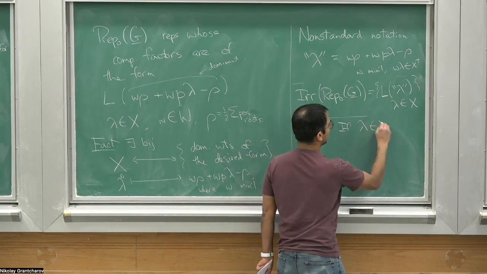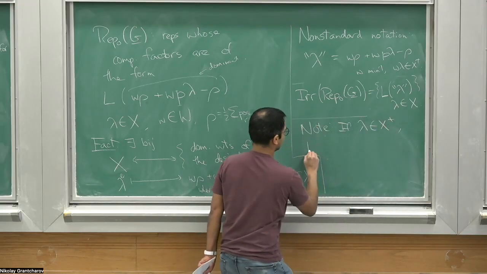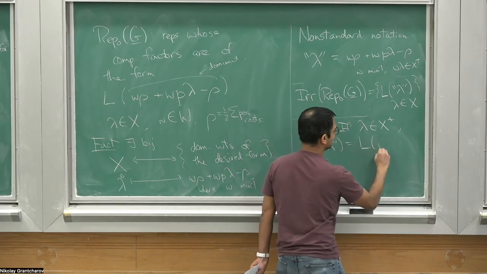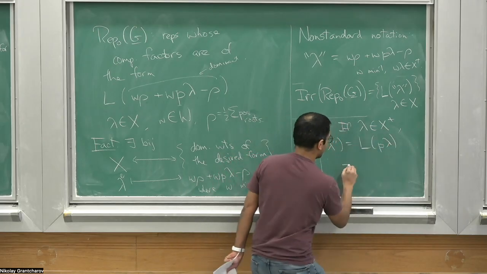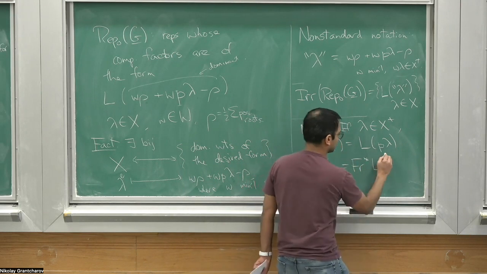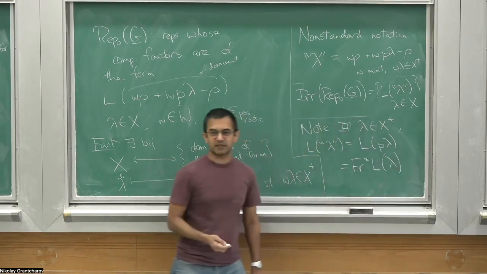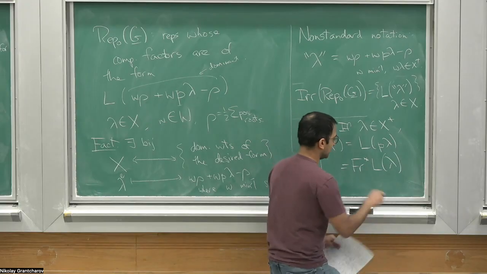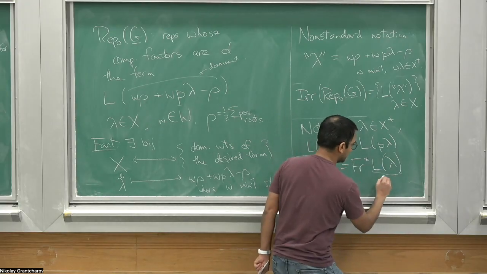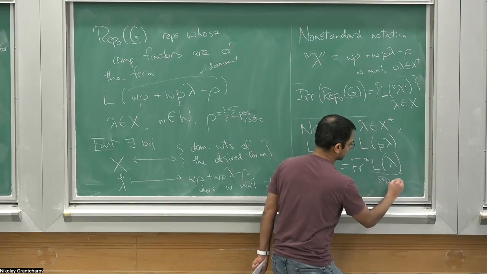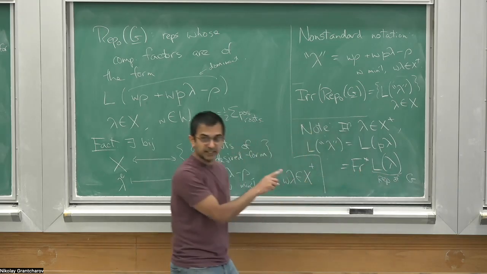If lambda is already dominant, then L of quotation marks lambda equals L of P times lambda. And this is the pullback along Frobenius. This is also called a Frobenius twisted representation. So you can take the representation of highest weight lambda, and you think of it as a representation of G, not G underline.